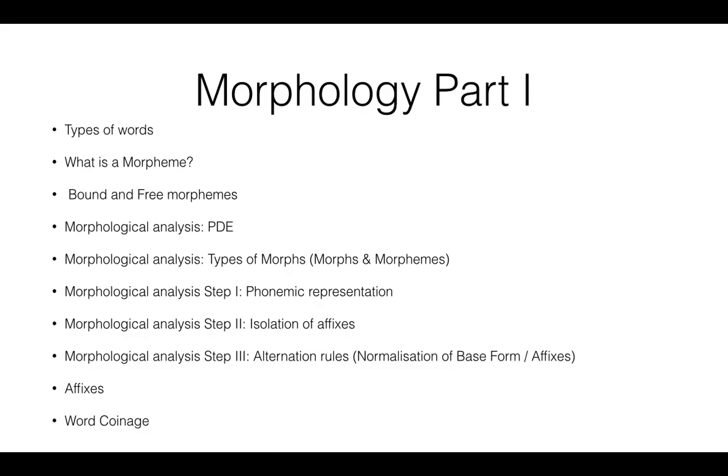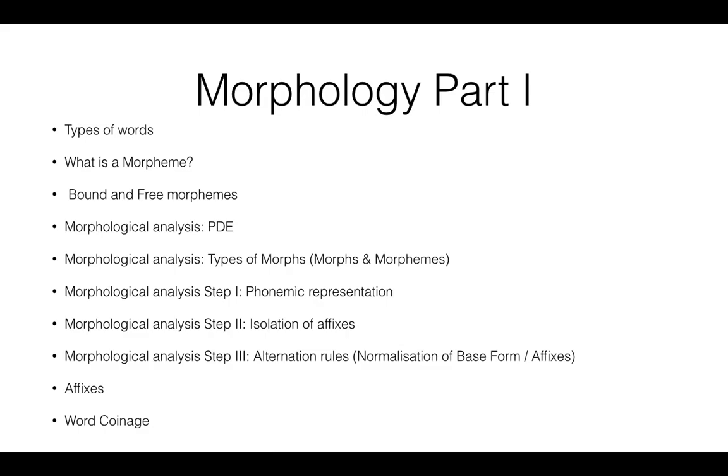Then the third step is to determine the kinds of alternation rules, because in morphology, there are rules, okay? There are rules. So we are going to talk about what these alternation rules are, okay? And we will see examples, of course, on the basis of present-day English again, right?